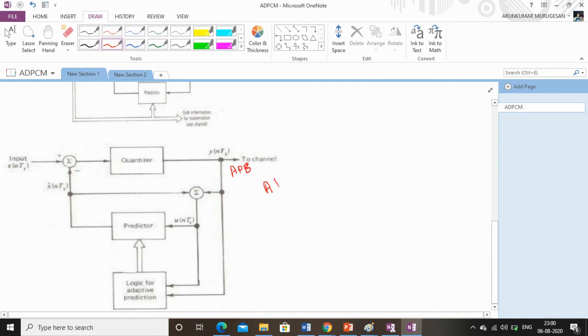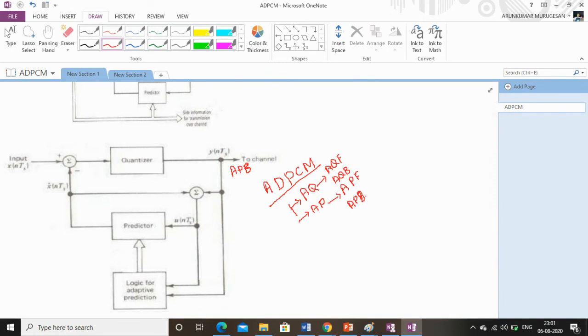This is the adaptive differential pulse code modulation. In adaptive differential pulse code modulation, it has two techniques: one is adaptive quantization and another one is adaptive prediction. Adaptive quantization has two types: adaptive quantization with forward estimation and adaptive quantization with backward estimation. Adaptive prediction also has two types: adaptive prediction with forward estimation and adaptive prediction with backward estimation. So this is the adaptive differential pulse code modulation.